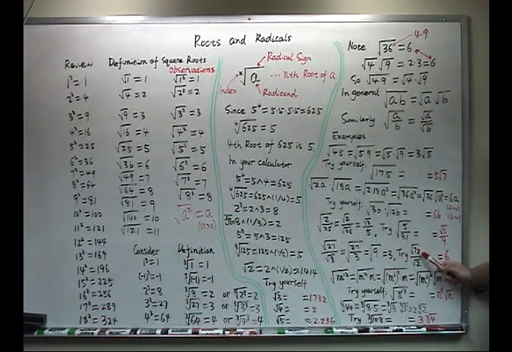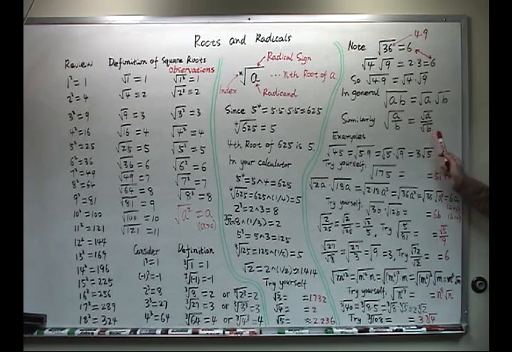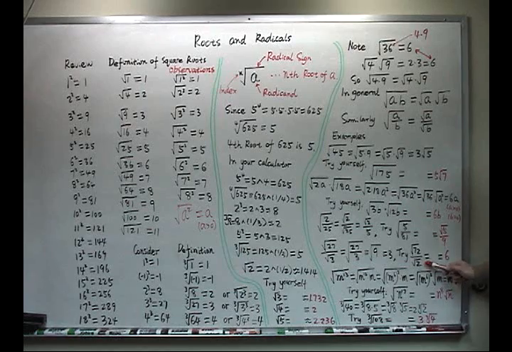Try this one yourself. Radical 72 over radical 2. So use this property from the right to the left. Then you will have radical 72 divided by 2, which is 36. So radical 36 is 6.